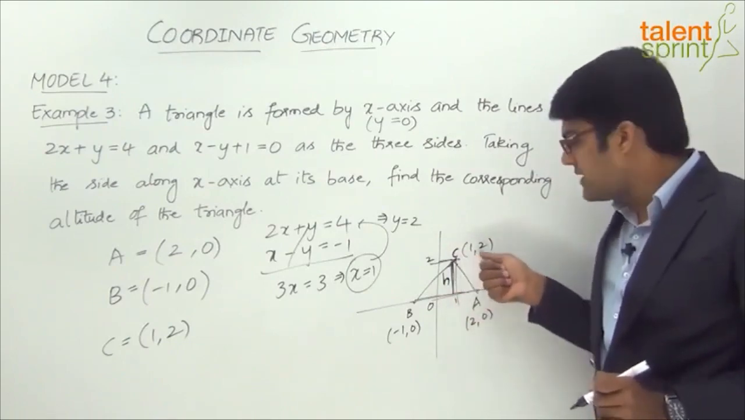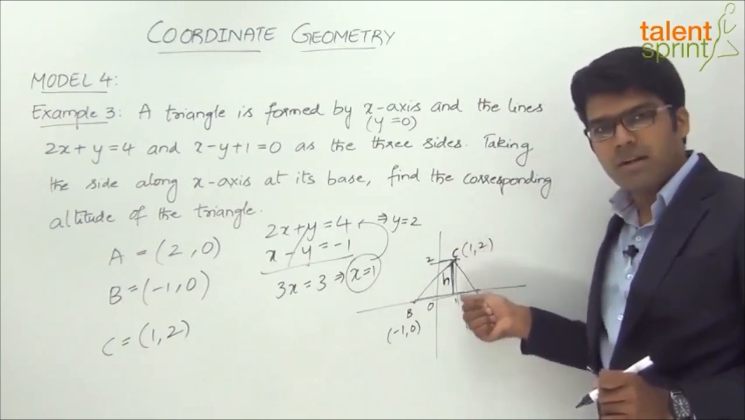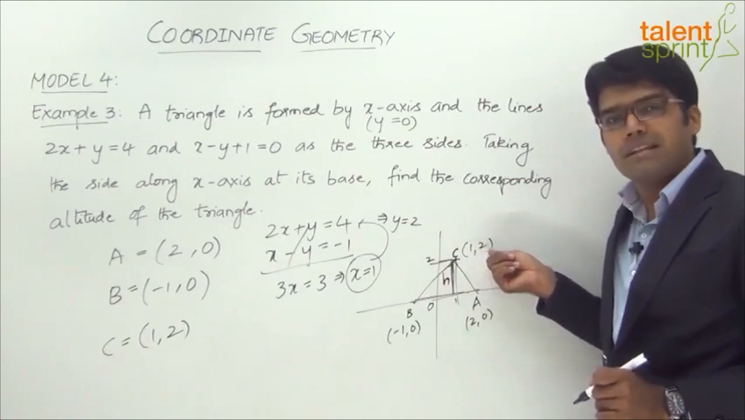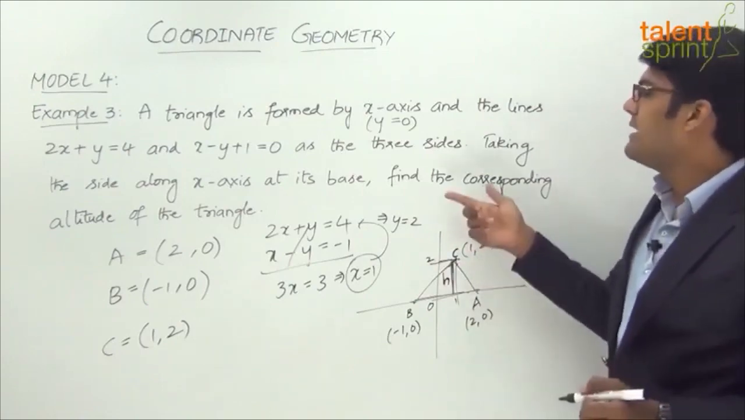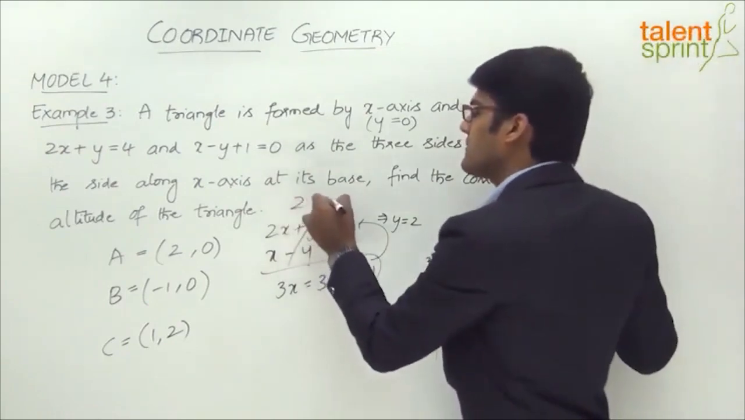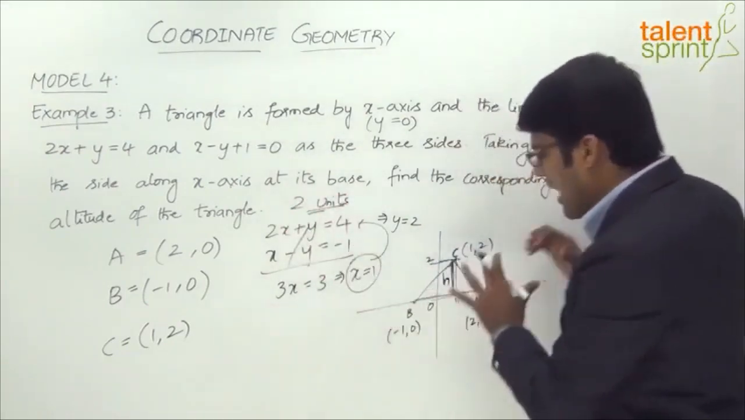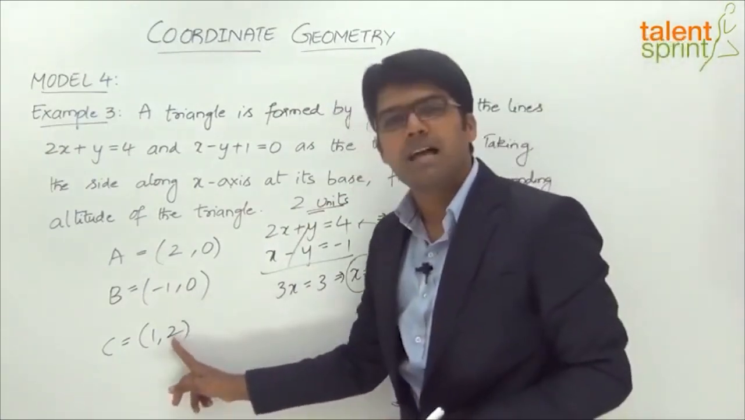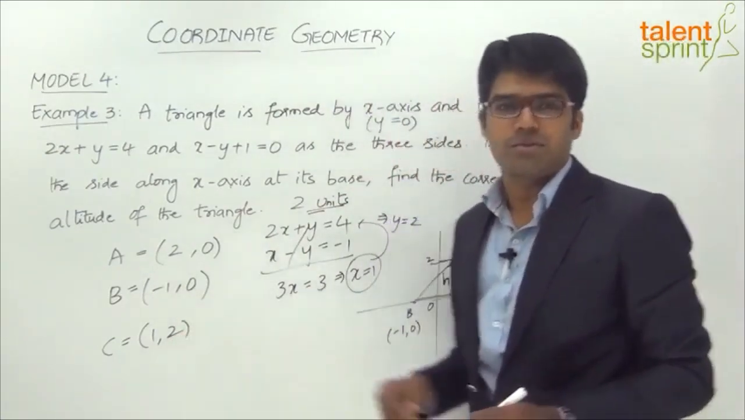What's the vertical distance of point C? 2 units. Yes or no? Vertical distance is the distance from x-axis, which is nothing but y coordinate, 2 units. So we can say that the corresponding altitude or the height of the triangle will be 2 units. Right? So if you can visualize this graph in your mind, you can directly say that 2 units will be the answer. Alright? The height is going to be 2 units.